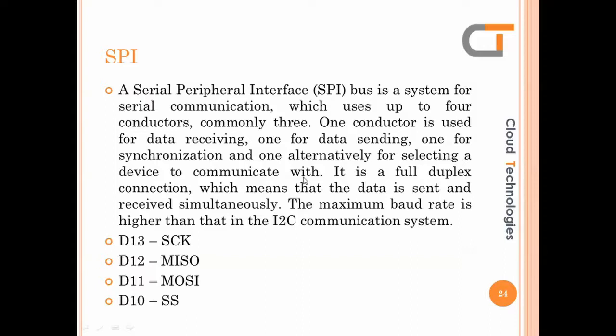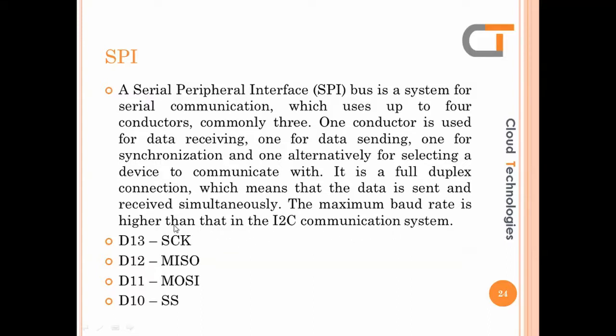So SPI we can use with multiple slaves. One device should be the master, and the others will be slaves. For the selection, to decide which slave should be treated as the data input, we have to use this fourth wire. Then only we can select that particular slave, and the communication will happen between the master and that slave. The maximum baud rate is higher than I2C communication.